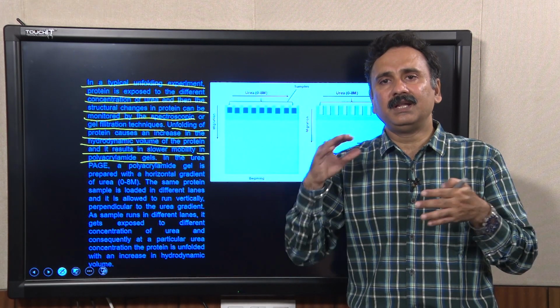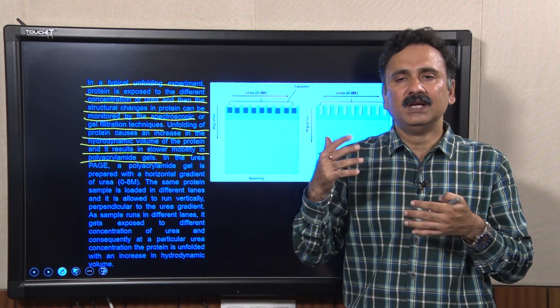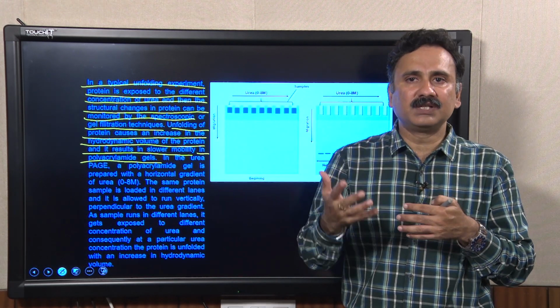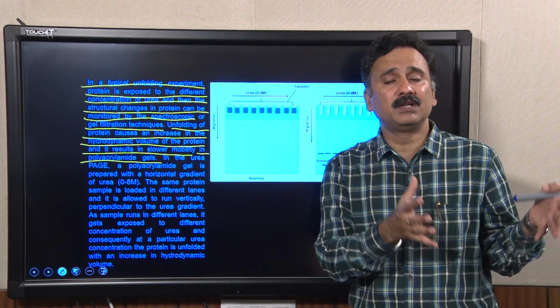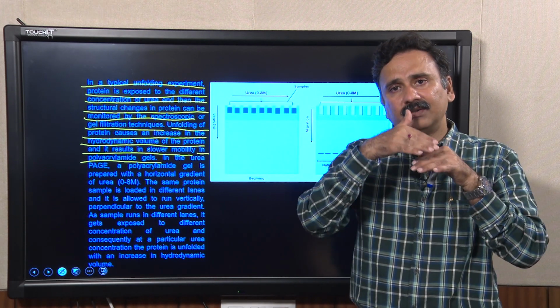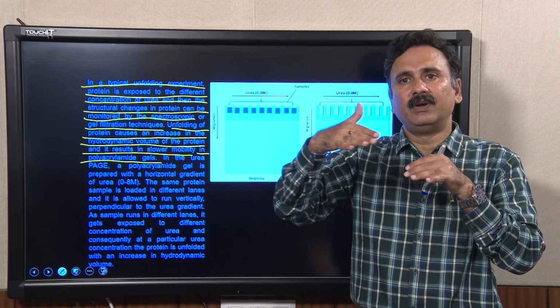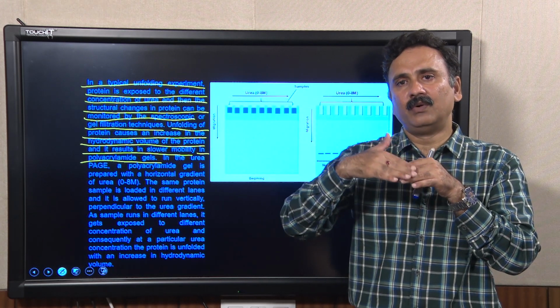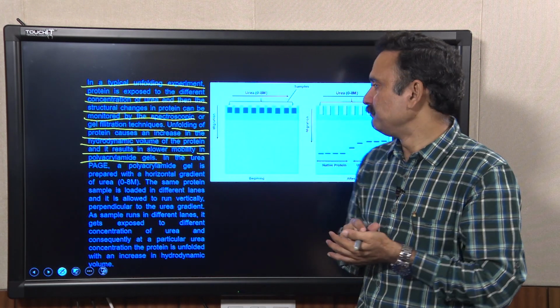Unfolding of the protein causes an increase in the hydrodynamic volume of the protein, and it results in slower mobility in polyacrylamide gels. Why is it so? Because once the hydrodynamic volume increases, the protein is going to experience larger and larger friction. That is how the friction component is going to increase, its mobility is going to be compromised, and that is why it is going to run at a slower rate.